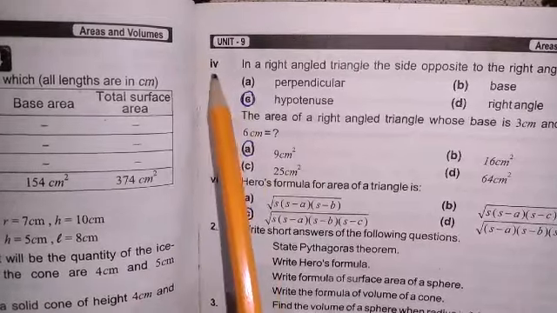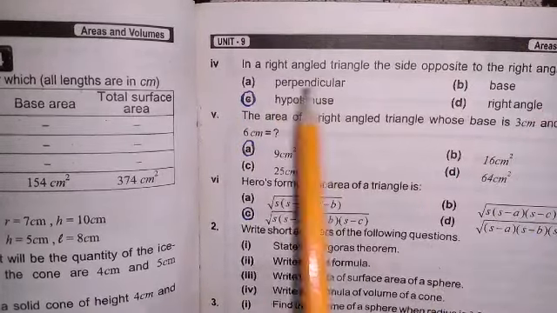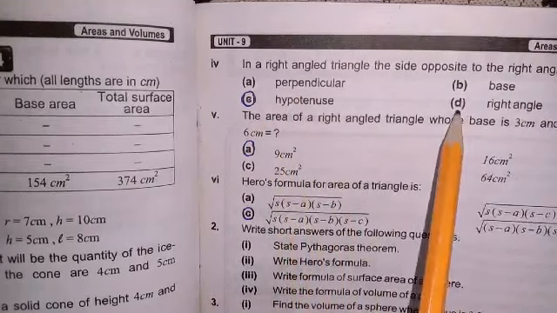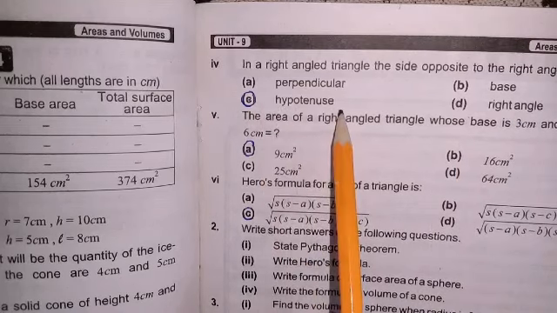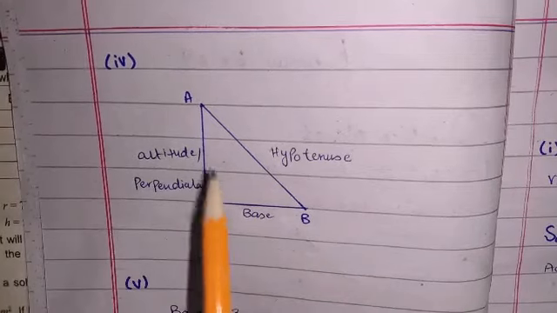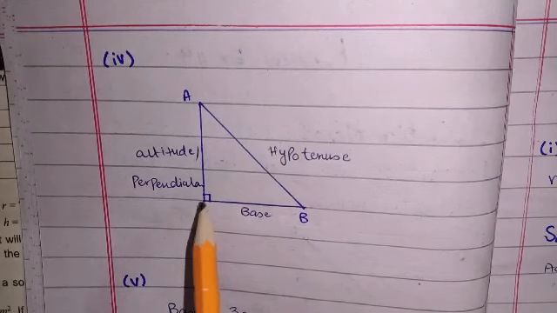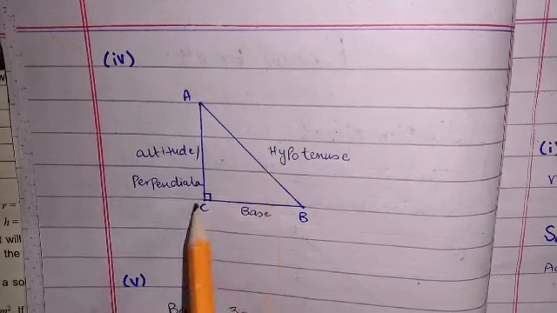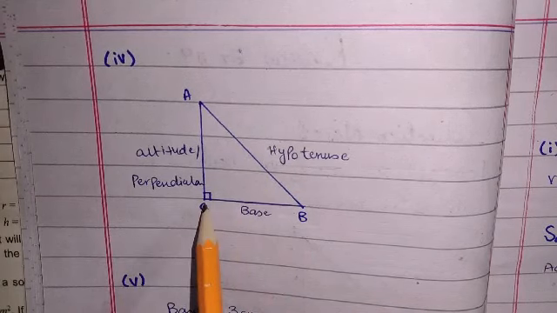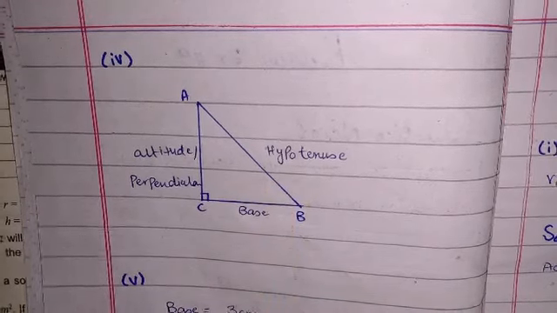Now students, our fourth statement is: in a right angled triangle, the side opposite to the right angle is called A, perpendicular; B, base; C, hypotenuse; and D, right angle. Students, our correct option is hypotenuse. How? Now look at the triangle. Here is a triangle ABC. At point C we have a right angle. They are asking about the side opposite to the right angle. Here you can see that the side opposite to the right angle is known as the hypotenuse. So our correct option is hypotenuse.